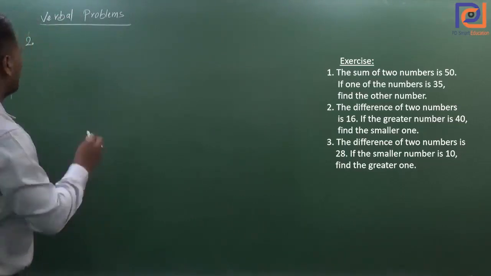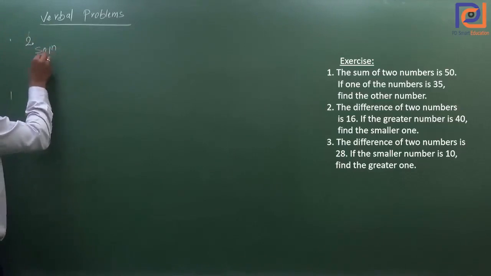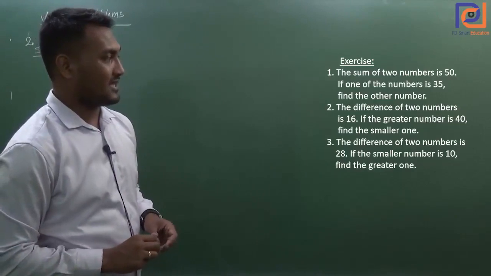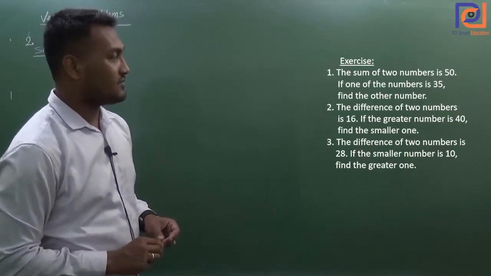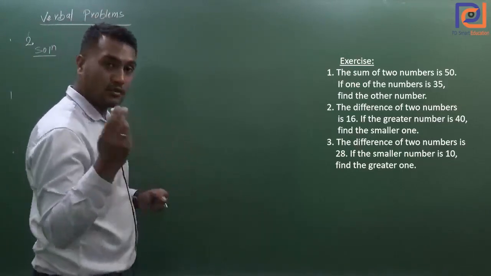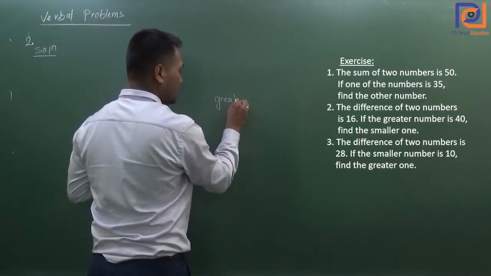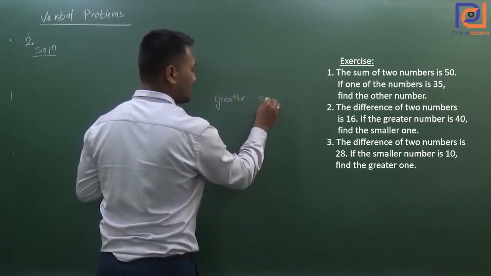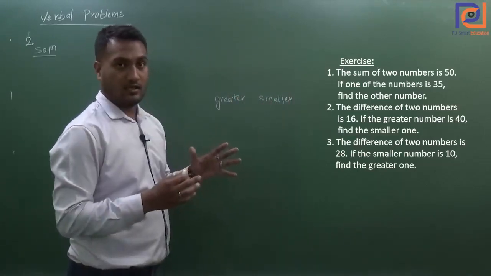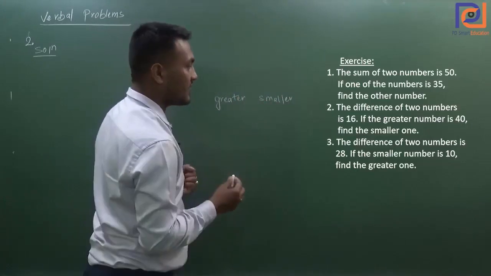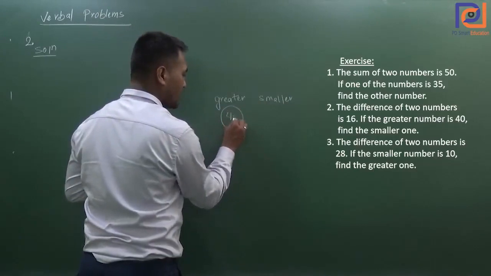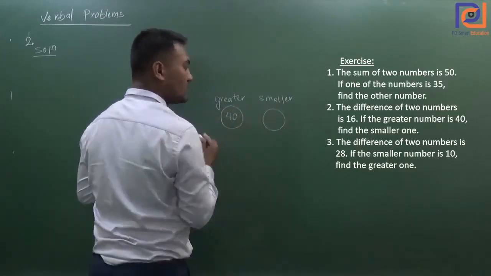Question number 2. Here I'm going to write the solution. See, the difference of two numbers is 16. If the greater number is 40, find the smaller number. You have to find out the smaller number. There are two numbers, one is the greater number and another is the smaller number. The difference of greater and smaller is 16. The greater number is given, that is 40. The smaller number is not given, you need to suppose it.